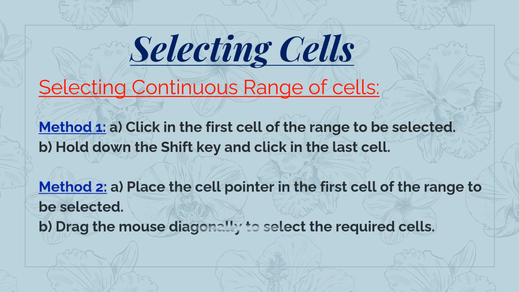Second method to select continuous range of cells is, place the cell pointer in the first cell of the range to be selected and then drag the mouse diagonally to select the required cells.